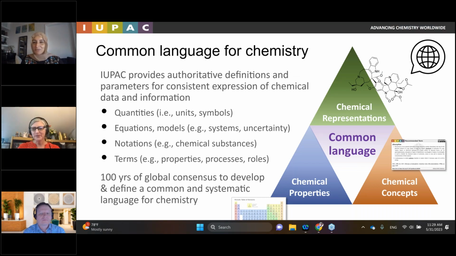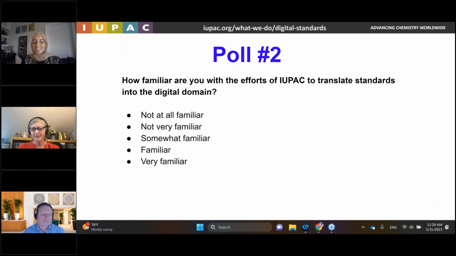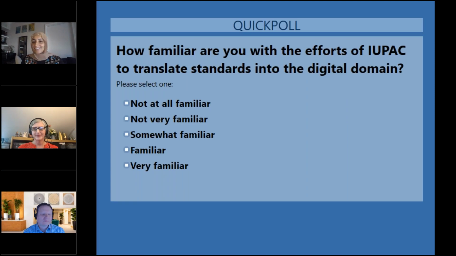All right, before we go to the next question, let's ask our audience the second poll question, which is, how familiar are you with the efforts of IUPAC to translate standards into the digital domain? Laurie, if you can. All right, so the poll is now on. All right, we're starting to see a slowdown in the number of responses, so I'm going to close the poll in 3, 2, 1.